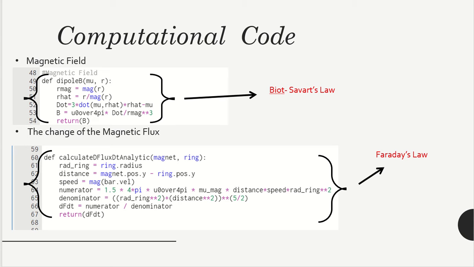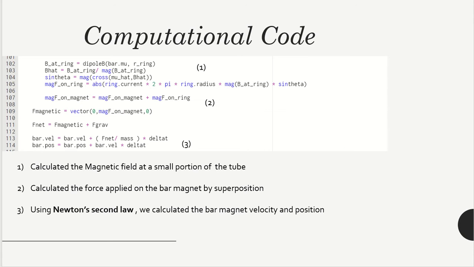We know from our observation data that there's a delay. So there must be a change in velocity as the bar magnet enters the tube. A change in velocity means a change in magnetic field, and that means a change in magnetic flux. So we use Biot-Savart's law to find the magnetic field, and we use Faraday's law to find the change in magnetic flux.